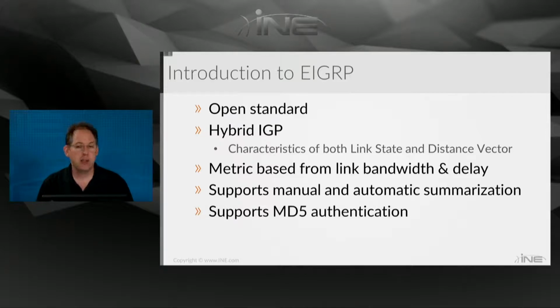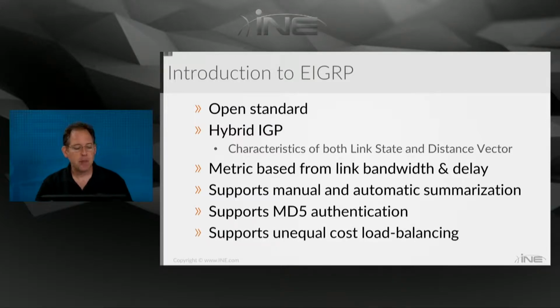EIGRP also supports authentication. The idea here being that with EIGRP, rather than just blindly accepting an EIGRP packet from a neighbor, they have to have the same password. If the passwords don't match, the neighbor relationship is not built, packets from that router are not trusted. This is optional. Don't have to configure it. And at the CCNA level, you don't have to know how to configure authentication. You just need to know that's something that you could do if you wish.